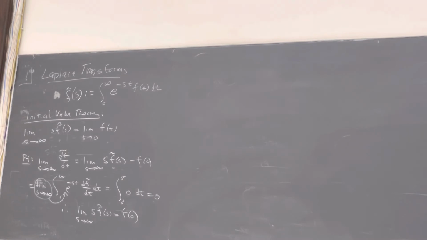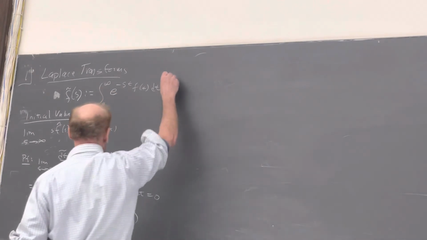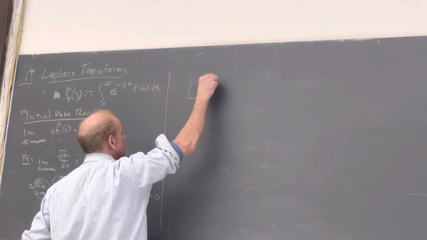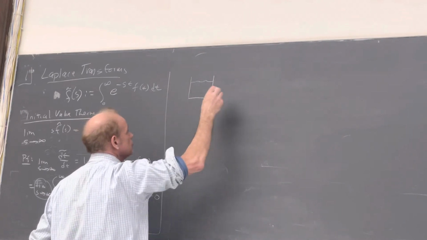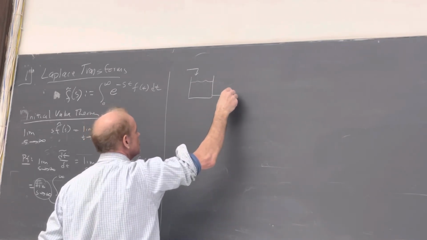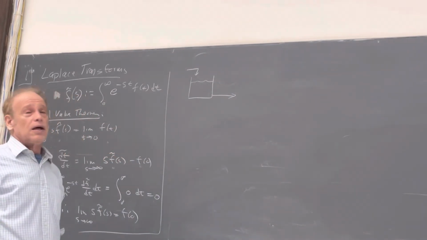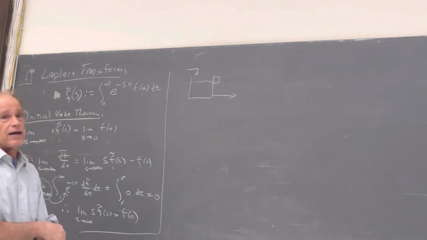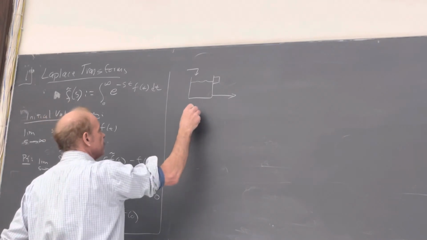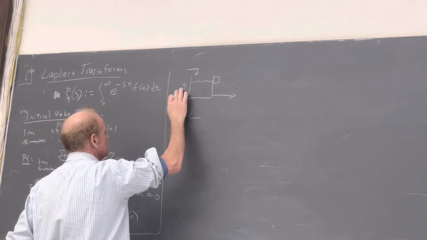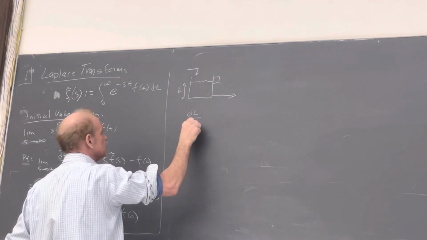Let's do the level problem. So if you remember, I want to control the level here. I want to know the level of it. So we have the L, let's call the height L, level, dL/dt times A.